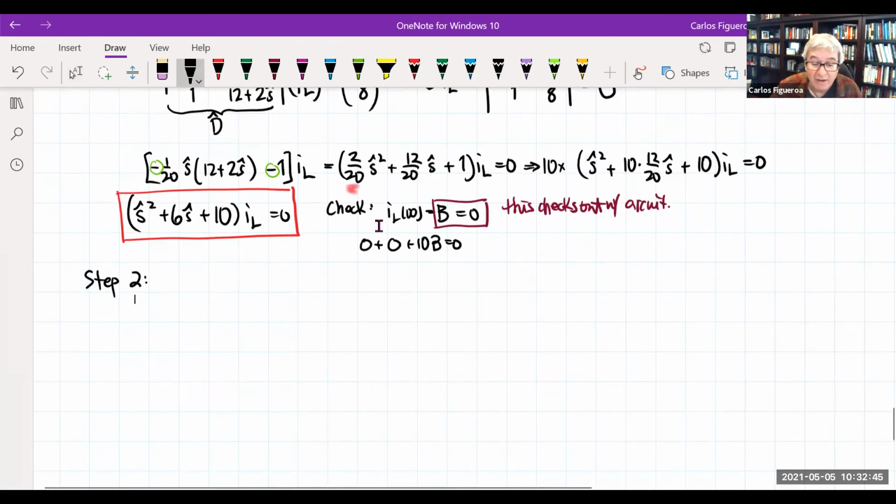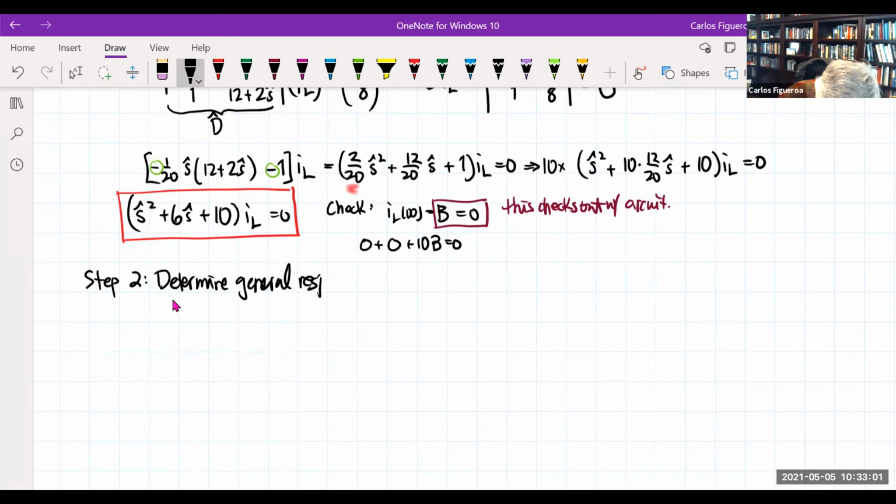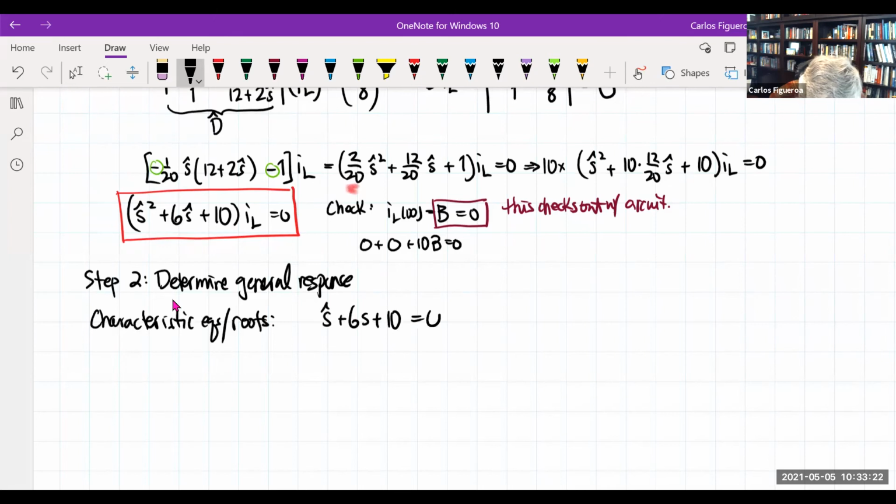So in step 2, what we've got to do is determine the general response. So we can ignore the B constant since it's 0 here. From my characteristic equation, I get my roots. So here I go: I'm going to get s squared plus 6s plus 10 equals 0.